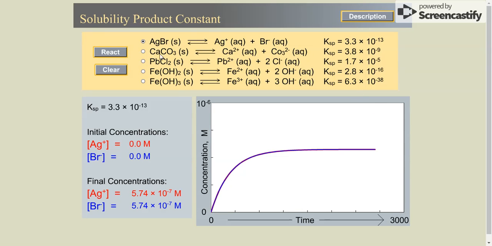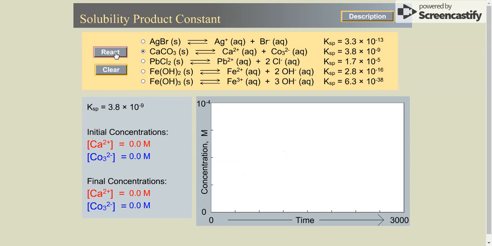Now, if I choose calcium carbonate, which is also an AB salt, I can compare my Ks values. This is 3.3 times 10 to the minus 13, whereas my calcium carbonate is 3.8 times 10 to the minus 9. Which one is bigger, and therefore which one would be more soluble? Now, please note the error. That should have been a capital O for oxygen. So let's have a look with this one and see what happens if I react it. Notice 3.8 times 10 to the minus 9 is a bigger number, so calcium carbonate is more soluble, so more has dissolved than for the silver bromide.